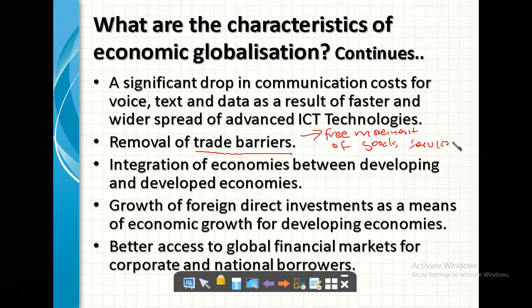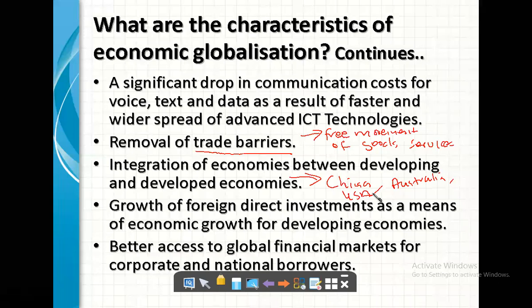Then we have integration of economies between developing and developed countries. So which country do we have a good relationship with? We have developed good relationships with China. China, yes. Who else? Australia, New Zealand. Australia is always our major trading partner, and just recently, USA.